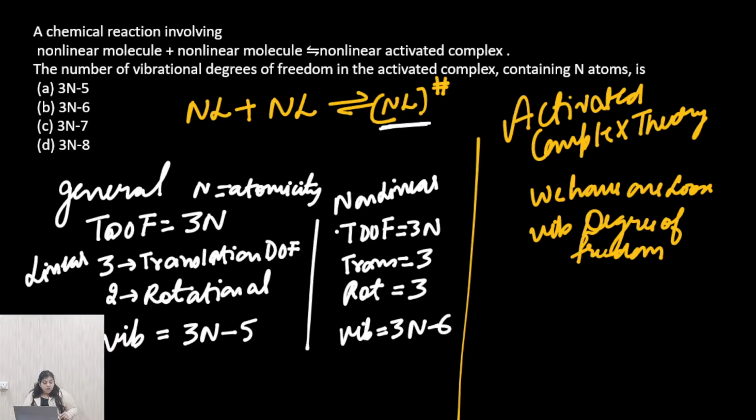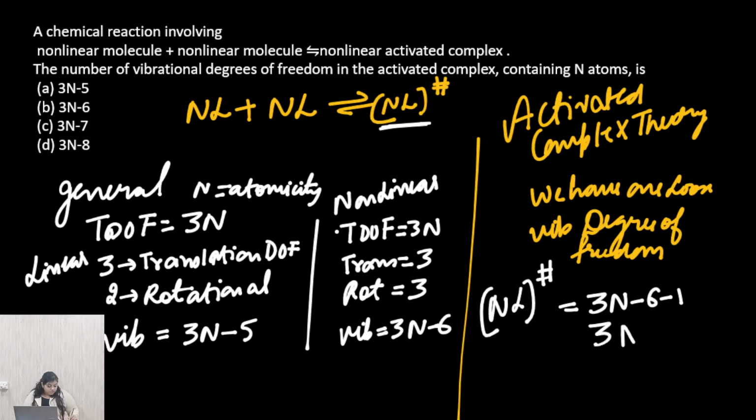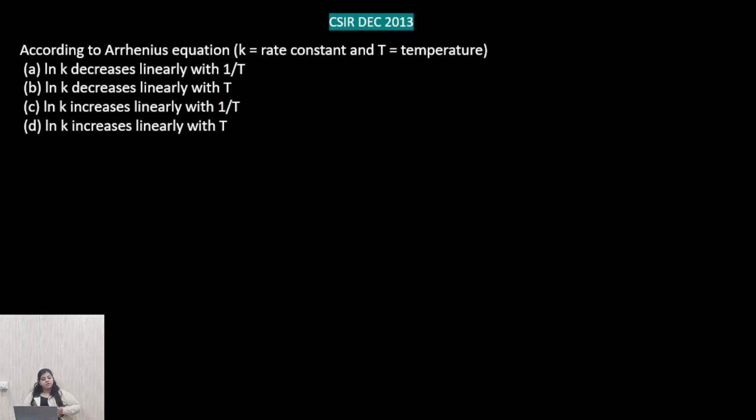So for the non-linear activated complex, the total vibrational degrees of freedom would have been 3n minus 6, but one loose vibrational degree of freedom is present. So that means 3n minus 7 will be the number of vibrational degrees of freedom for this activated complex. So the correct answer is option C in this case. These were the questions from the June exam of the year 2013. Now we are beginning with the December 2013 exam.